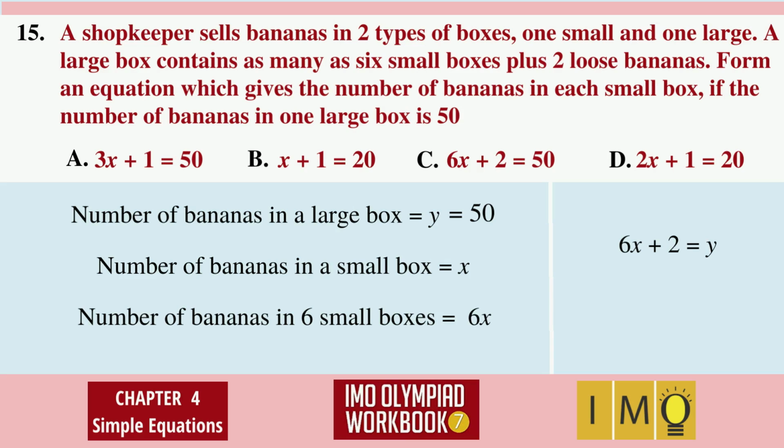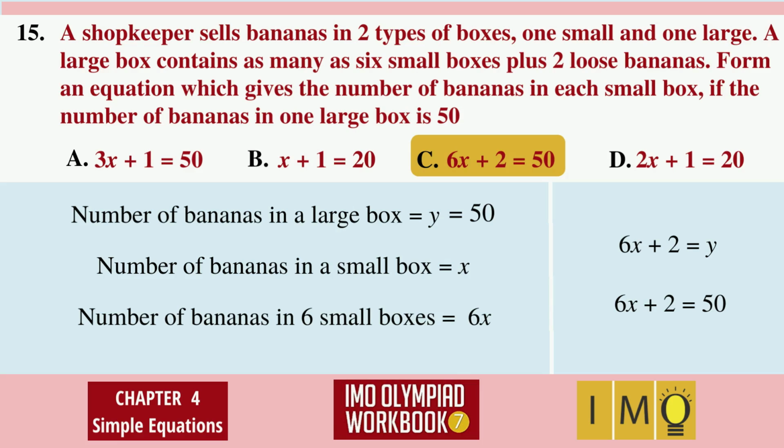6x plus 2 is equal to y. We know that y is equal to 50. So 6x plus 2 is equal to 50 is our equation. So our right option is option C.